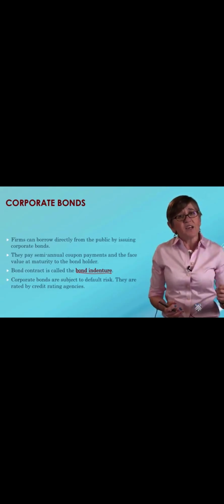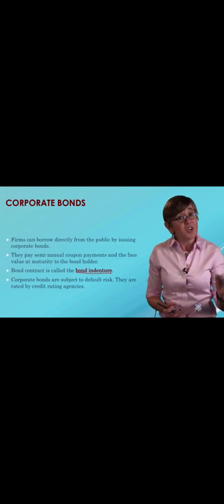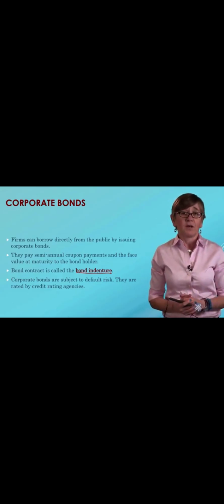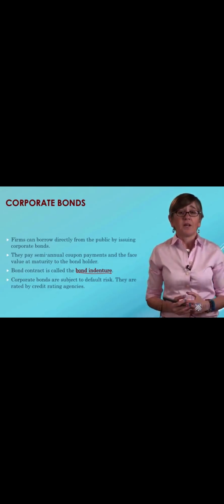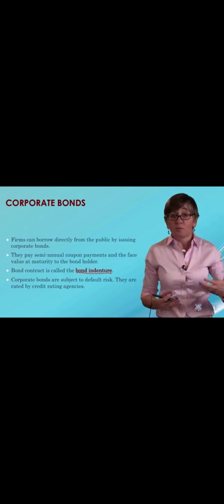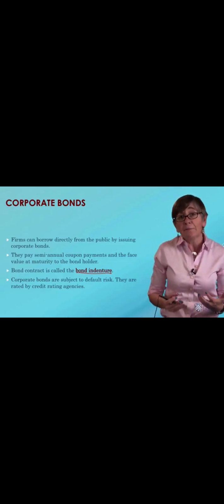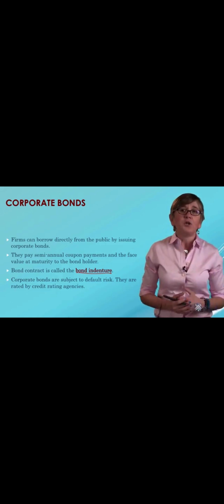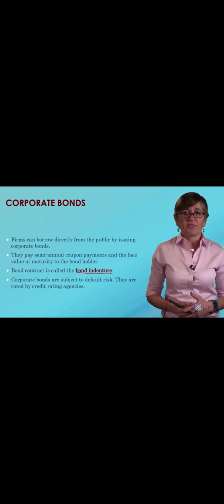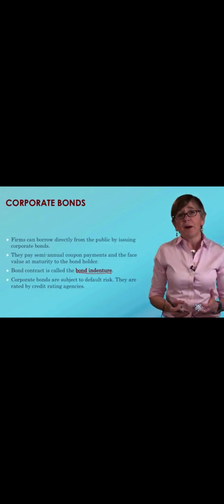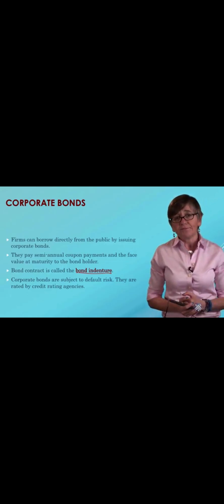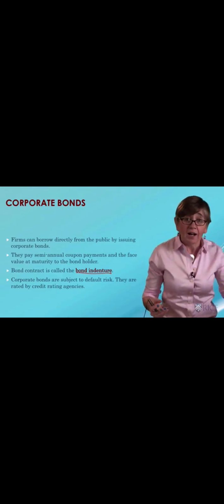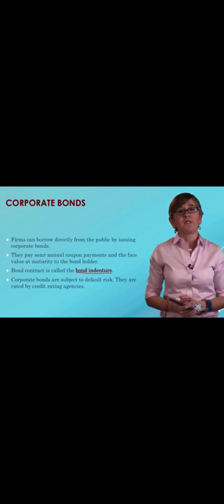Now, the biggest difference between corporate bonds and Treasury bonds is that corporate bonds are subject to default risk or credit risk. That is, there is some likelihood or probability that the firm may not be able to meet its payments on the bond. This likelihood is evaluated by credit rating agencies and is indicated by a credit rating. Of course, the higher the likelihood of default, or the riskier the bond is, the higher will be the promised rate of return on the bond.